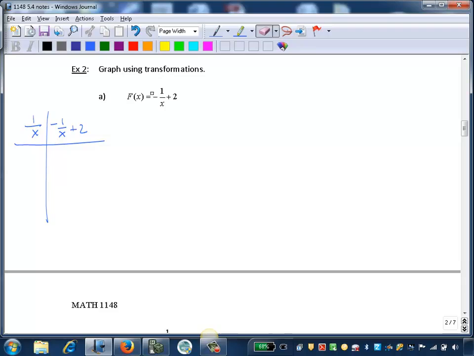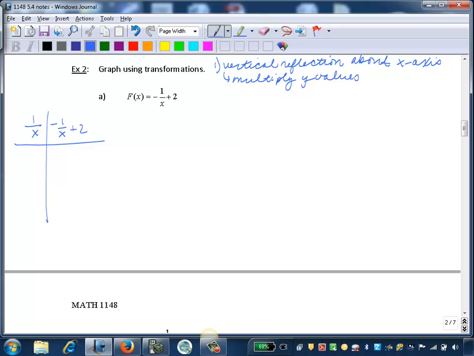So if I look outside of it, I see I've got a negative sign and a plus 2. So we know when we multiply a function by a negative on the outside of the grouping symbol, that's going to cause a vertical reflection about the x-axis. So my first transformation is a vertical reflection about the x-axis. So we know that we're going to multiply the y values of those points in our parent function by negative 1 to cause that transformation.